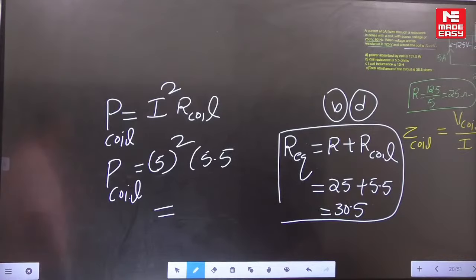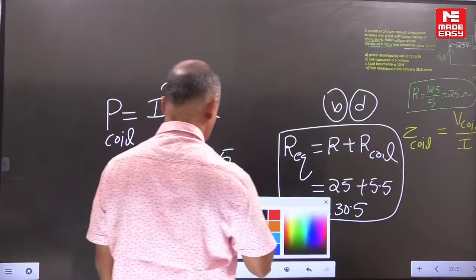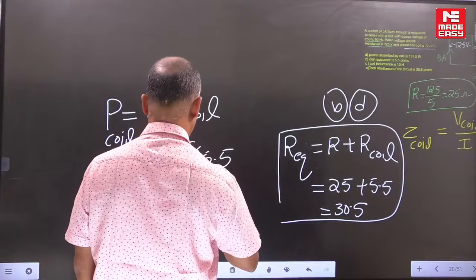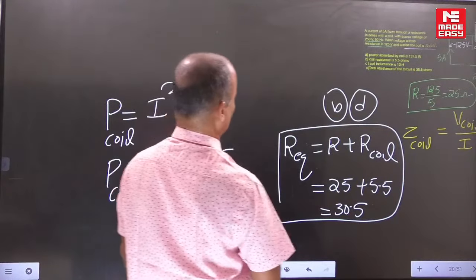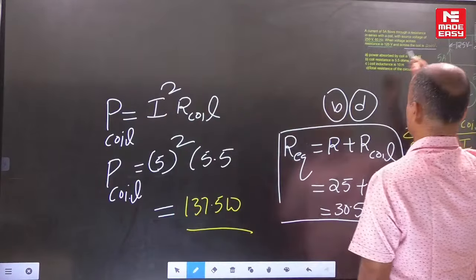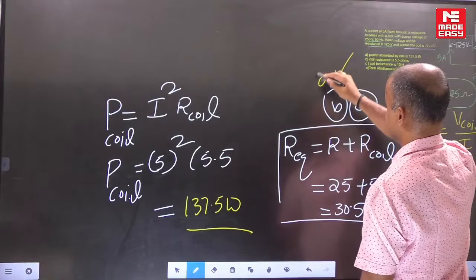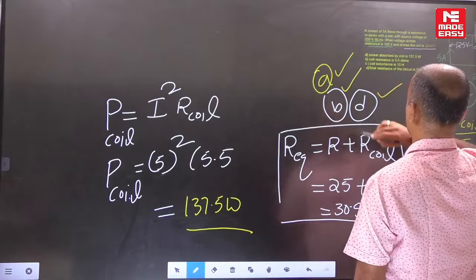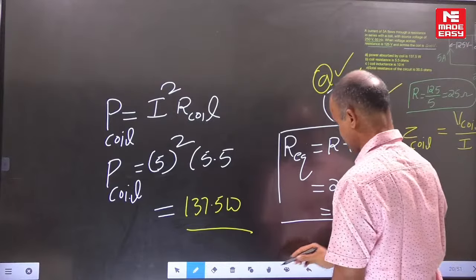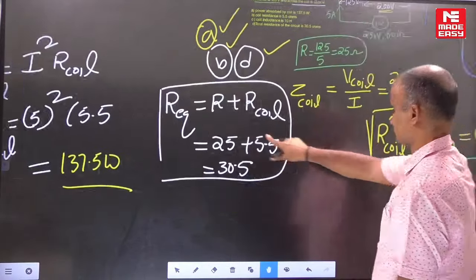Power is 137.5 watts. Now what is the first option given? It is 137.5, so A is also a correct option. A is correct, B is correct, D is correct. But one more thing we have to verify: the inductance.